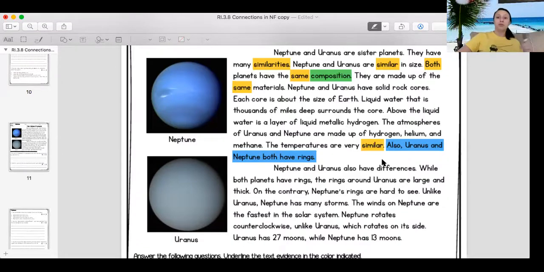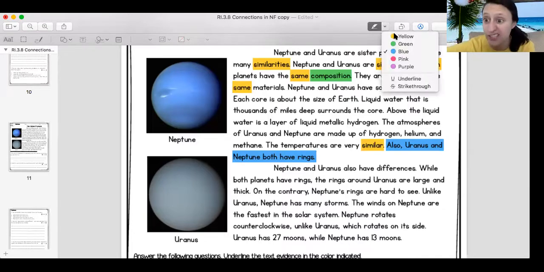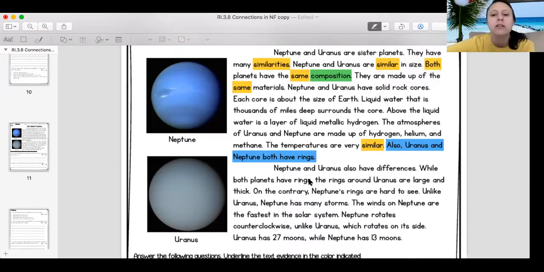Okay, guys, we're going to move on to paragraph 2. So I'm going to switch back to my yellow, and I'm going to look for some signal words here. So it says Neptune and Uranus also have differences. Oh, right up here it says they have many similarities. But now it says they have differences. I'm going to highlight that because I bet you, since this one was talking about how they were the same, this paragraph is going to be talking about maybe how they're different. So they have differences.